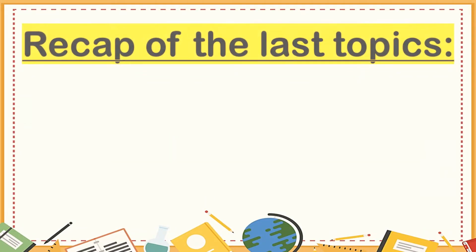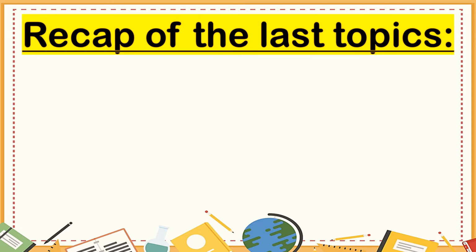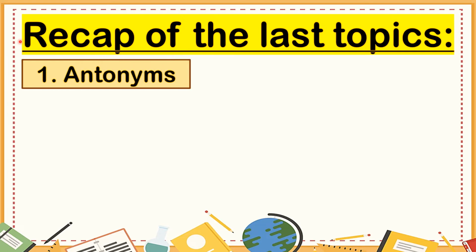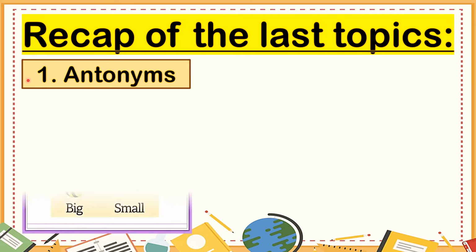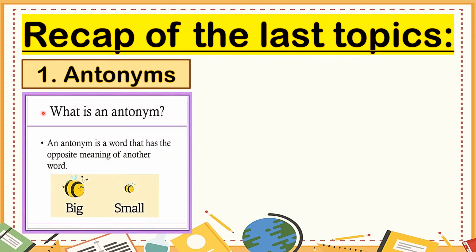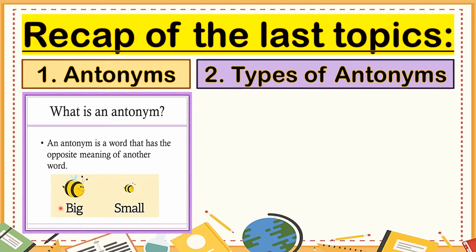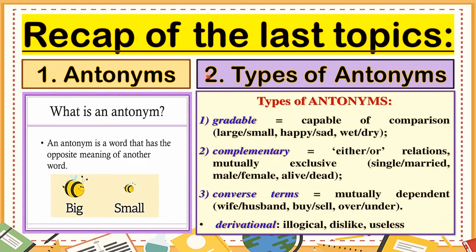Okay, class, before we start with our discussion, I would like us to have a short recap or review of the last topics that we have. So the first one is antonyms. What is an antonym? An antonym is a word that has the opposite meaning of another word. Example, big, small. The second topic that we have discussed last week is about types of antonyms.